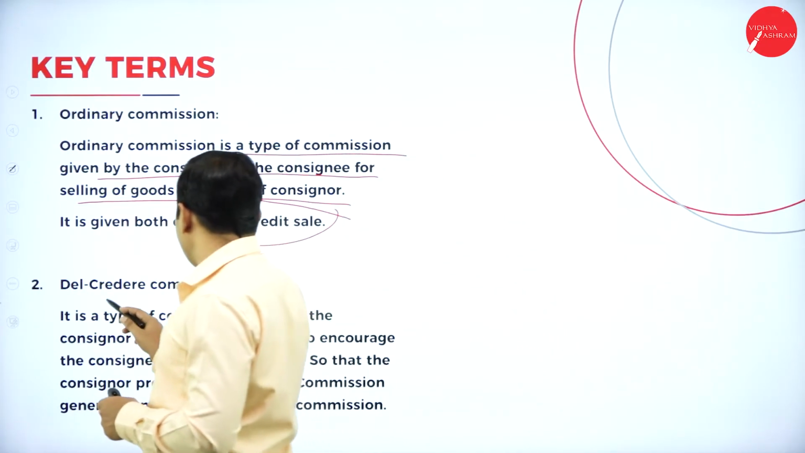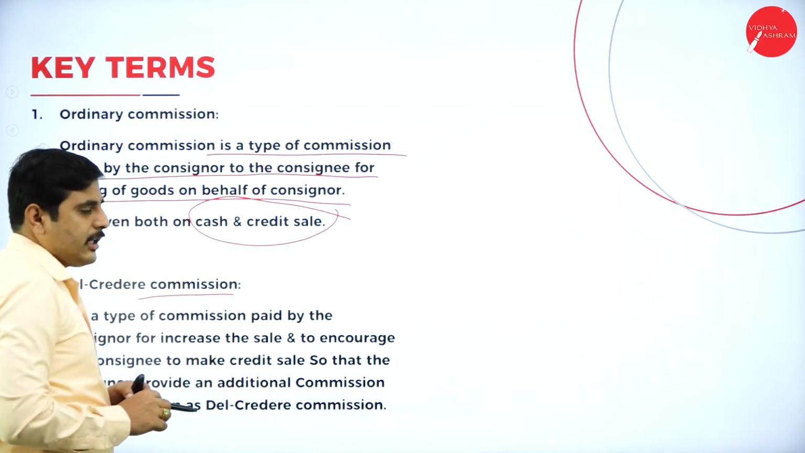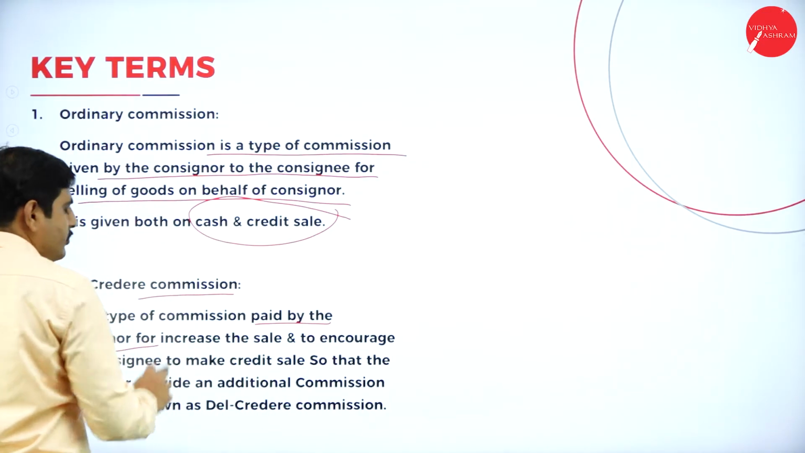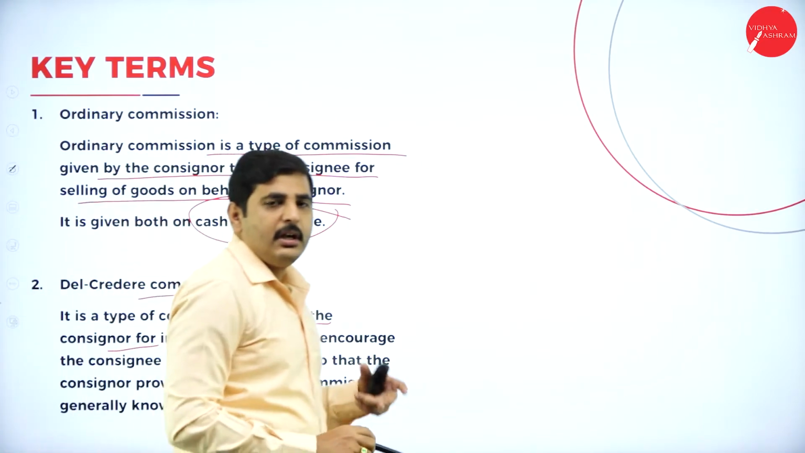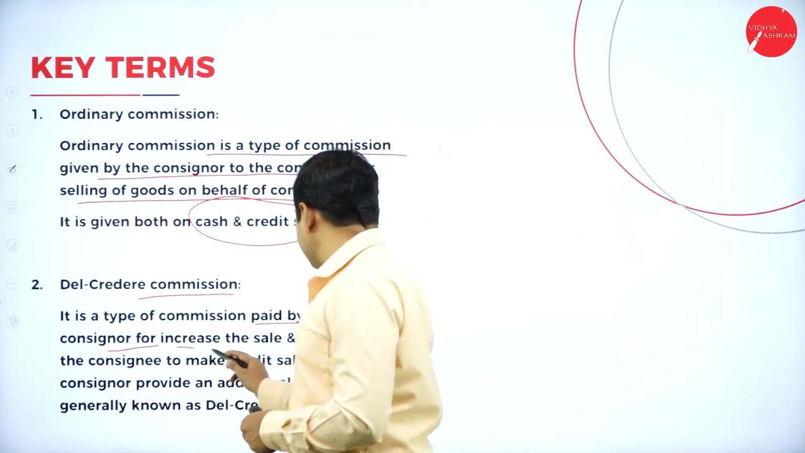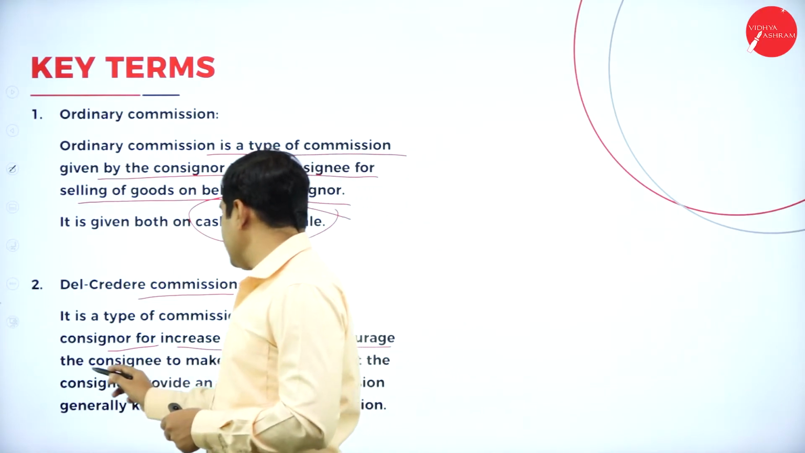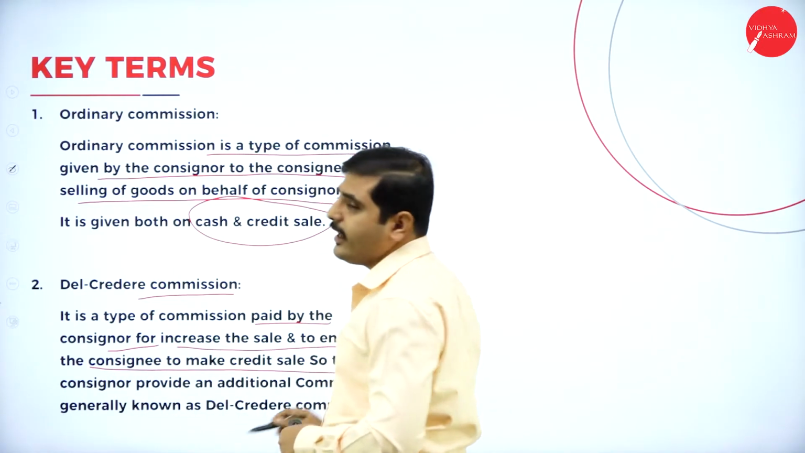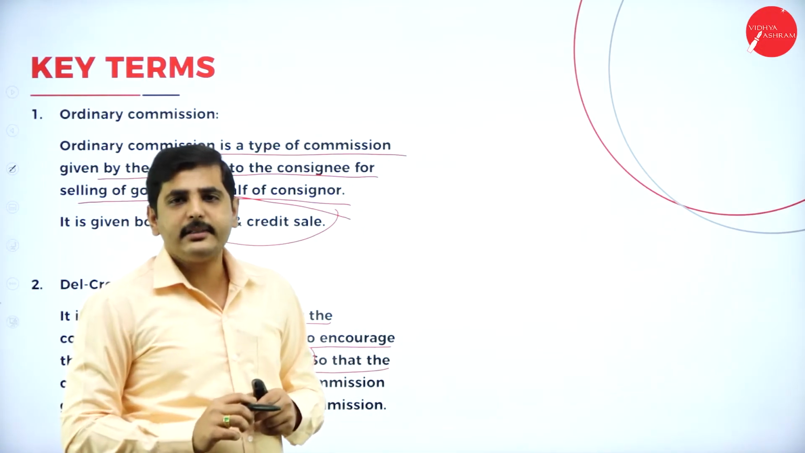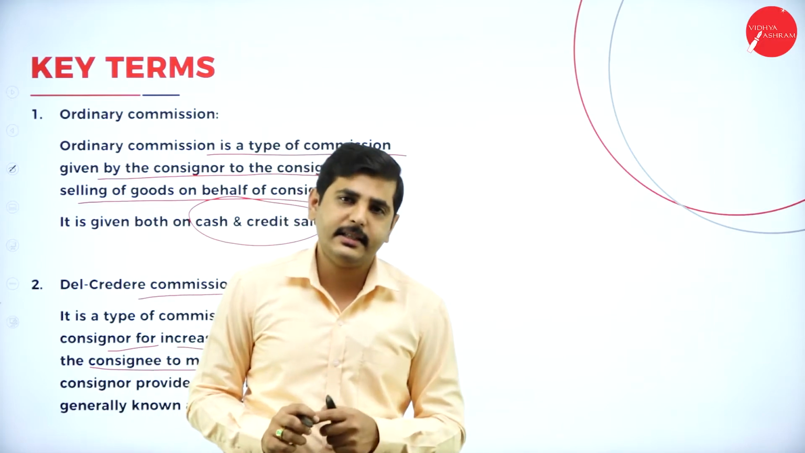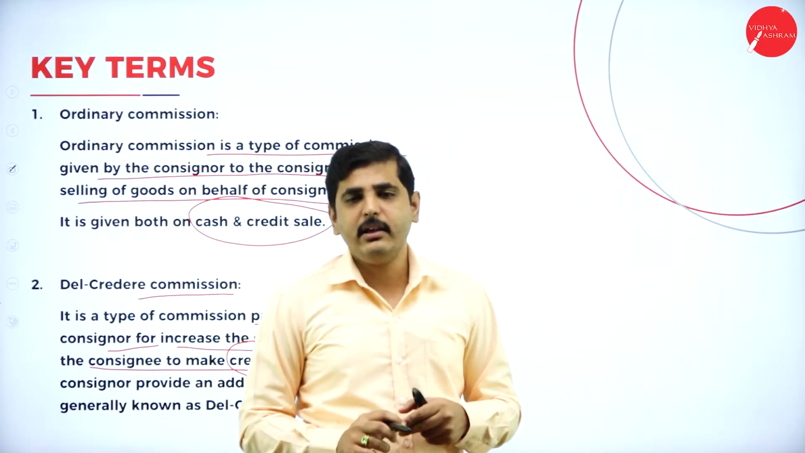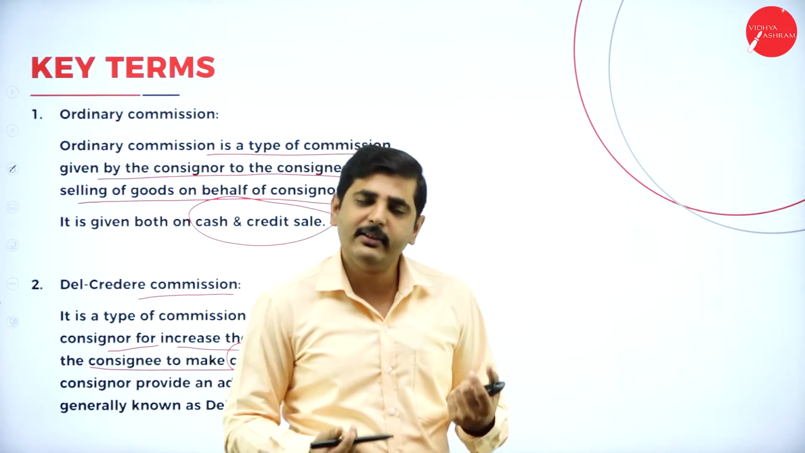Next one, del credere commission. What is del credere commission? It is a type of commission paid by the consignor. So who will give this type of commission? The consignor will give the del credere commission for increase in the sale, or to encourage the consignee to make credit sales. Keep this in mind. Why does the consignor expect credit sales? Why is he not expecting cash sales? See, in case of credit sale, he will get the interest also.